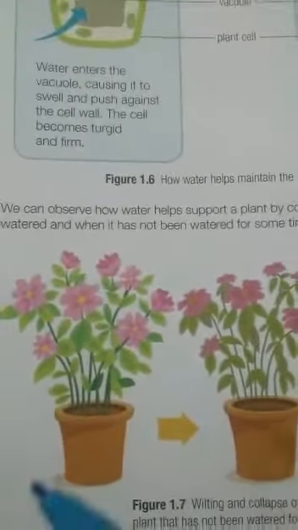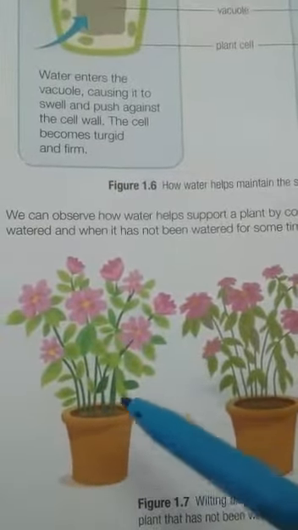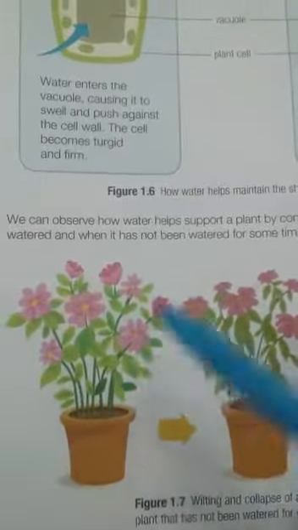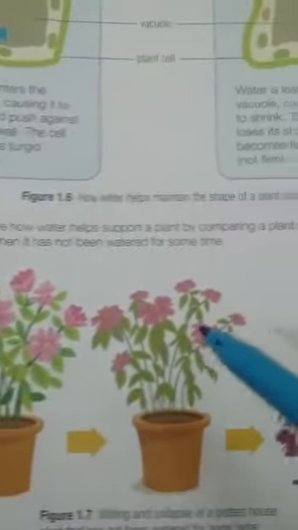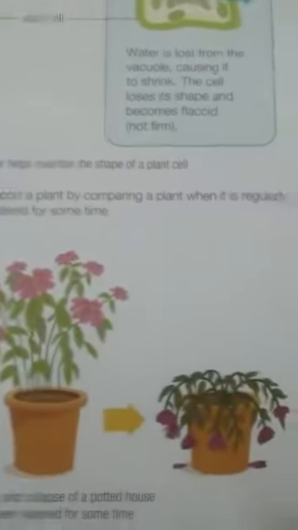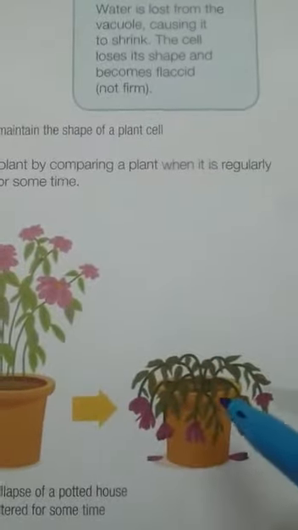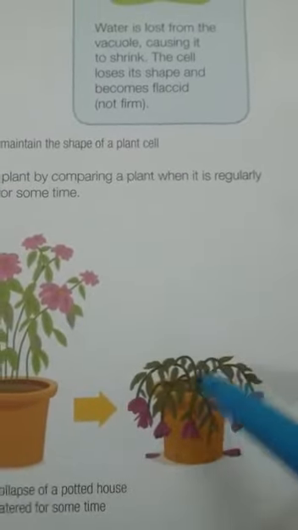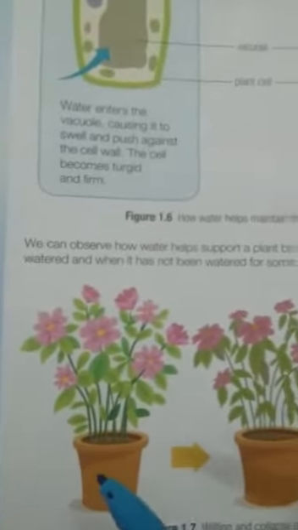Over here you can observe that they have shown you three plants. Over here we give water to the plant, that's why it is in a strong and stable position. But over here, due to leakage of water, it is going to start wilting. Over here all the turgidity of the plant has now been removed. It means water is highly essential and it supports the plant.